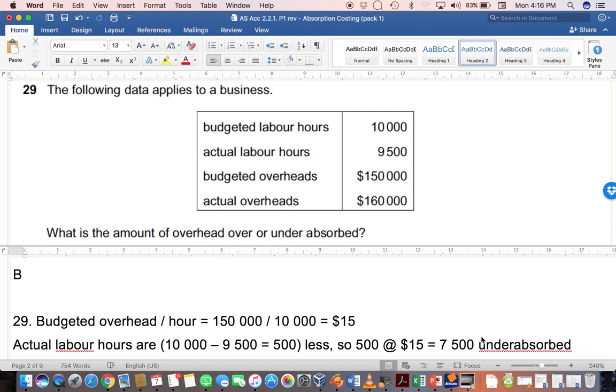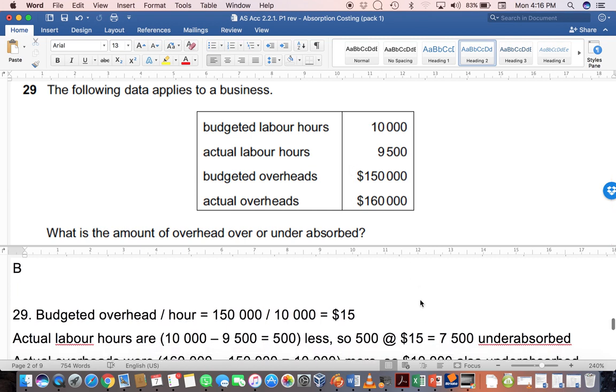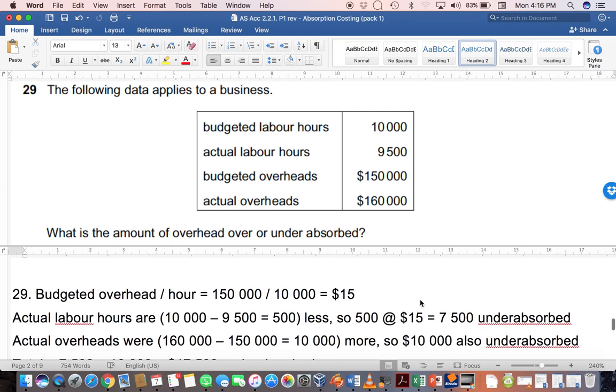And that means that there would be an under absorption of $7,500. However, you do also need to account for the fact that your actual overheads were more than expected, because that means that now the difference between the budget and the actual of $10,000 is also going to be under-absorbed, as it has not been taken into account in the absorption rate of $15. If it had been, this rate would be higher.